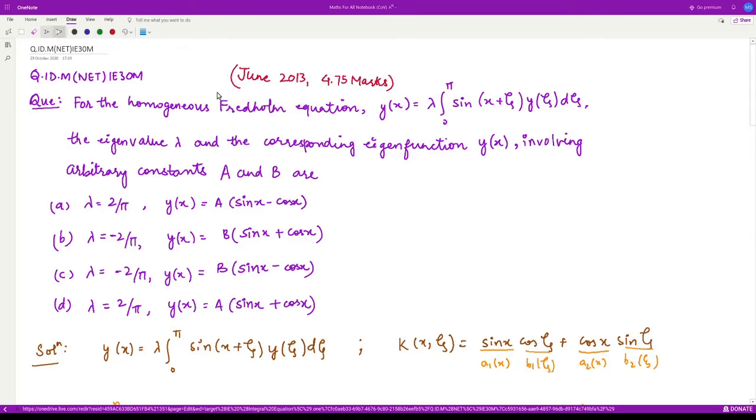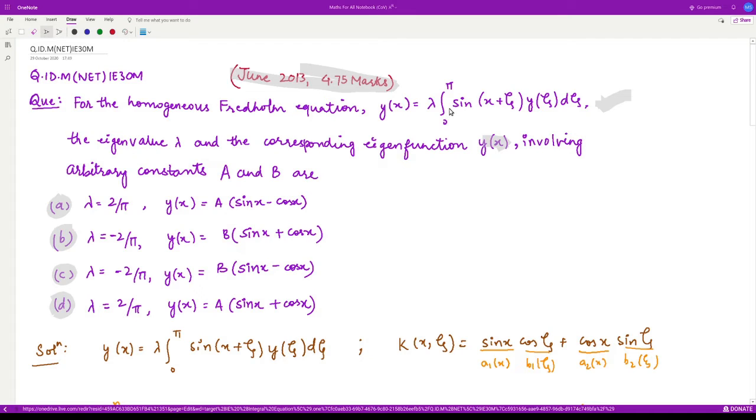In this video we shall see a question from June 2013 consisting of 4.75 marks. The question is, for a homogeneous Fredholm integral equation, this is the given homogeneous equation, the eigenvalue lambda and the corresponding eigenfunction y of x involving arbitrary constants a and b are which of these four, right? So they are asking to calculate the eigenvalues and the corresponding eigenfunctions for the given integral equation. So let us get started.